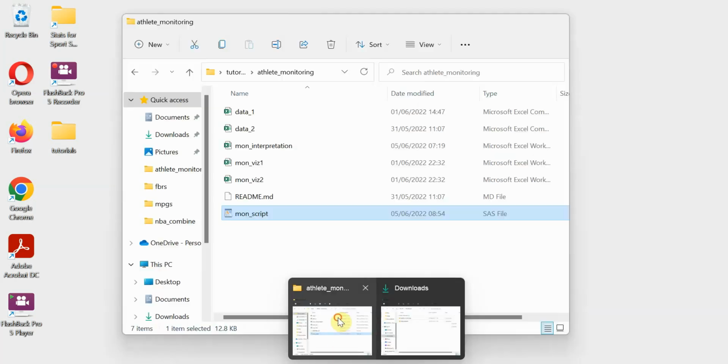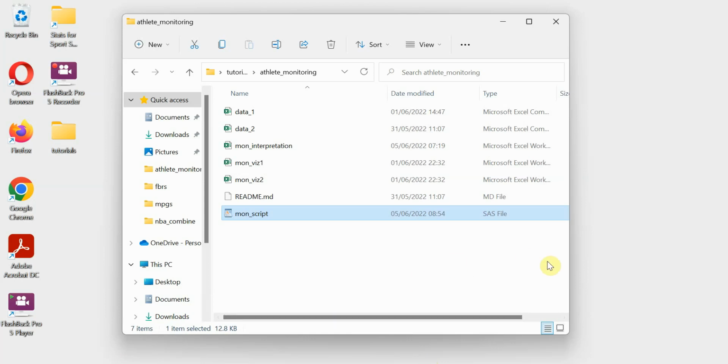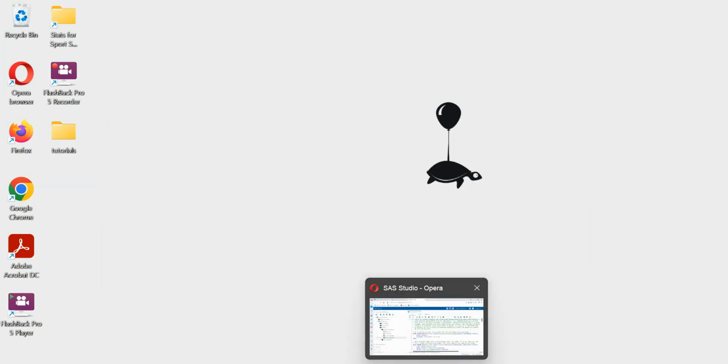So for this tutorial you will need to open the Data1 CSV, the interpretation worksheet and the script in SAS. And we'll start in SAS.